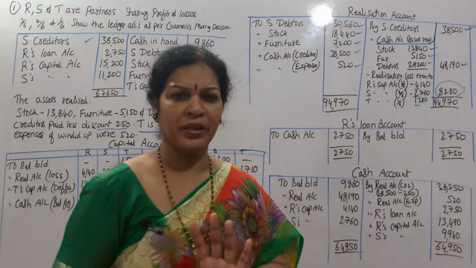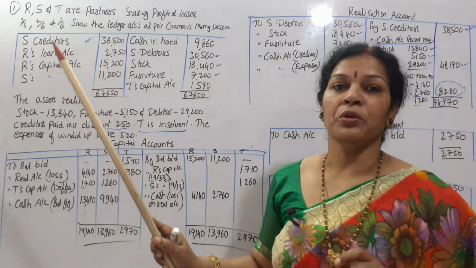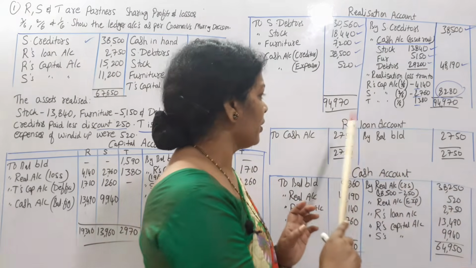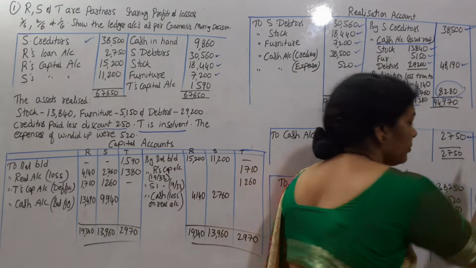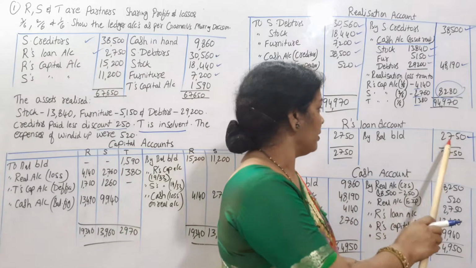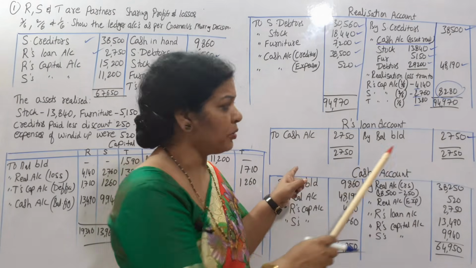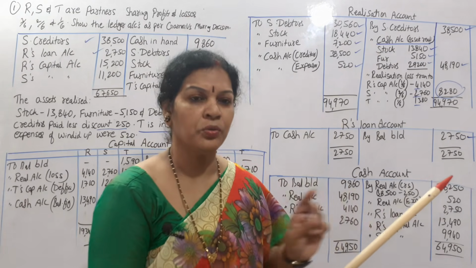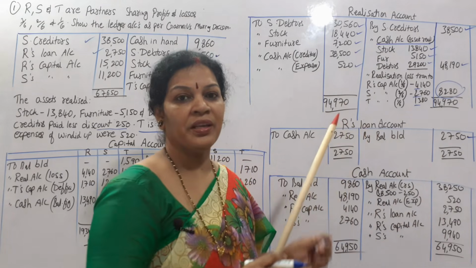Okay. Now after that, we'll open the partners' capital accounts. First the loan account will open. Loan account is simple. Loan account is showing on the liability side. So whenever we want to open any liability side account, the opening balance will be on the credit side. The loan account opening balance, by balance brought down, 2,750. This is transferred to the debit side to the cash account, 2,750. Closed. There is nothing to do, don't touch anything. Simply the loan account you have opened, brought down, and that is transferred to the cash account.